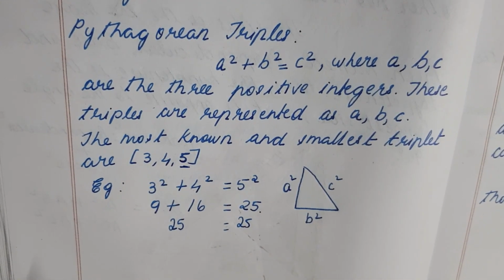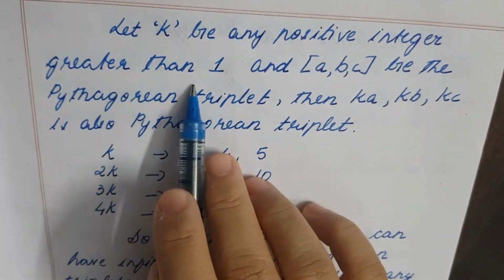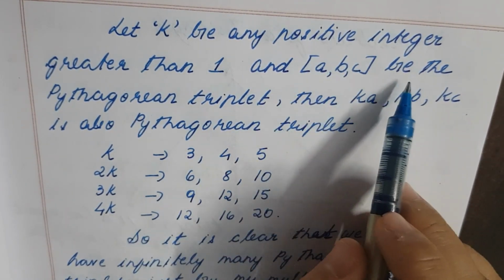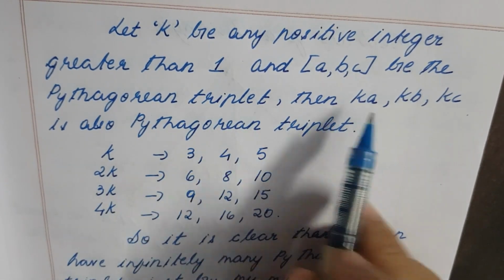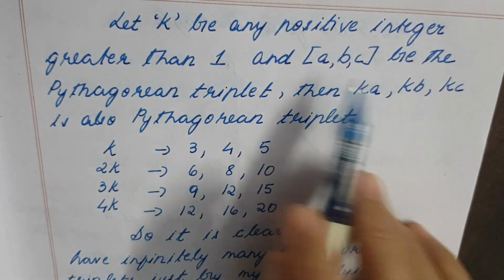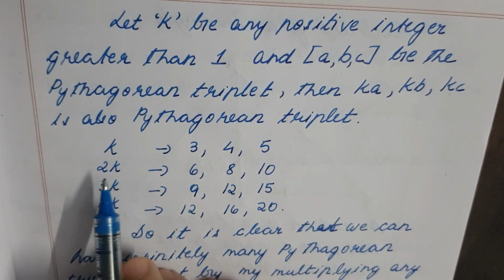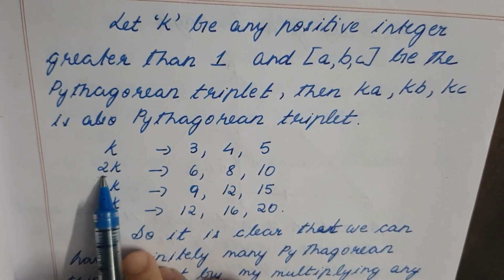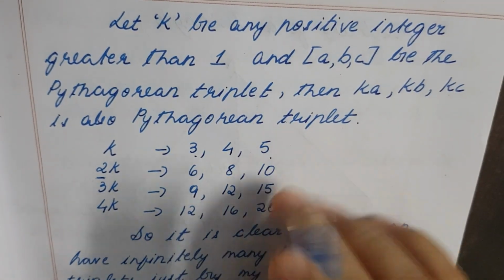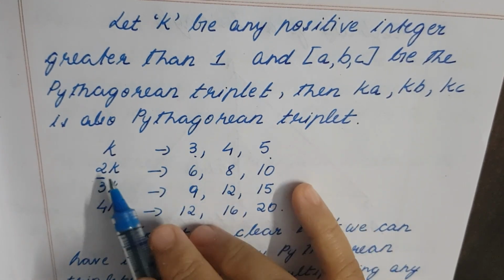ஸோ இதுதான் Pythagorean triples. அதே மாதிரி let k be any positive integer greater than 1 and a, b, c, அதாவது இந்த Pythagorean triples, okay, be the Pythagorean triplets. Then k into a is ka, k into b is kb and k into c is kc is also a Pythagorean triple. எப்படி? இப்போ say for example நம்ம k வந்து 2ன்னு எடுத்தோம்னா a, b, c வந்து 3, 4, 5, ஏன்னா இதுதானே smallest triplet. ஸோ இந்த 3, 4, 5ஓட நீங்கள் multiply பண்ணிங்கன்னா பாருங்கள், 2 3s is 6, 2 4s is 8, 2 5s 10.